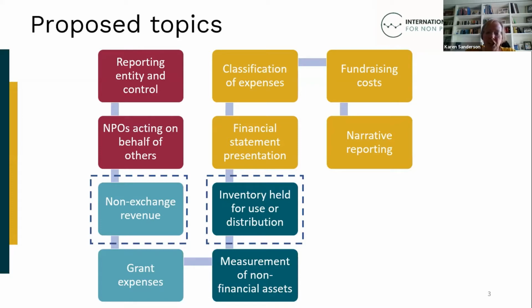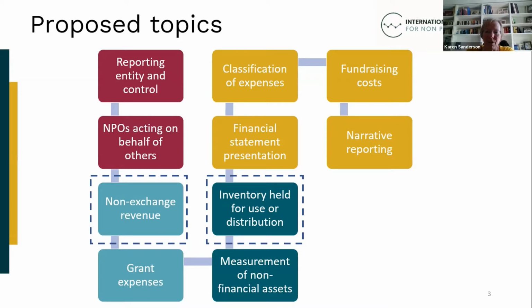In examining each issue, we are focused on the project guidance objectives that underpin the quality, credibility, transparency and comparability of financial statements. The objectives are also focused on meeting the needs of users of financial statements, but in so doing, balancing these against the needs of preparers. So today, as I said, we'll be looking at non-exchange revenue, which is issue paper 3 in the consultation paper, and inventory held for use or distribution, which is issue paper 6 in the consultation paper.